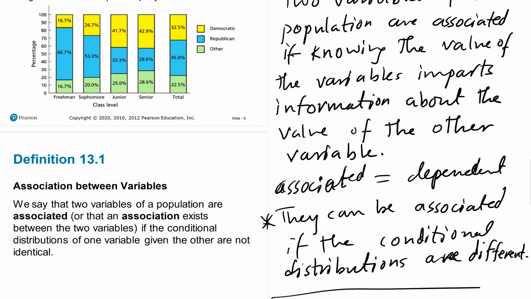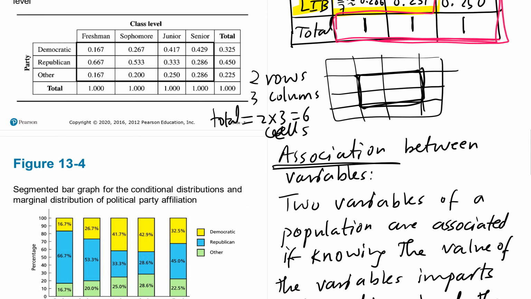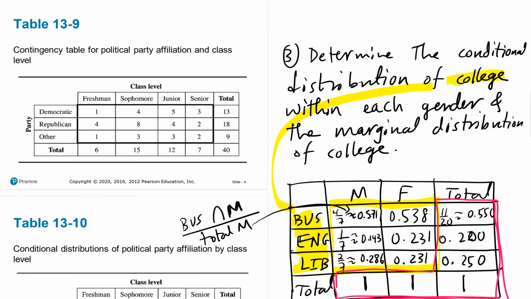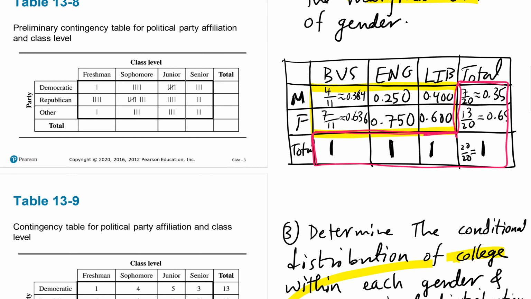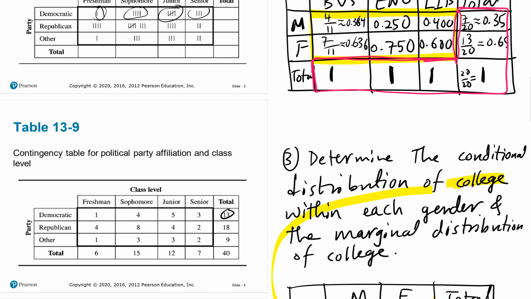Now this one here talks about the association between the variables. You can read through it. No need to worry about the bar graph. This is just another example on the left side where they give us the count, using tallies. This is 1, this is 4, this is 5, this is 3. If you add the total across the row, you will get 13. Then if you do the same, you get 18, 9, and then 6, 15, 12, and 7. If you add the last column or last row, you get the total 40.